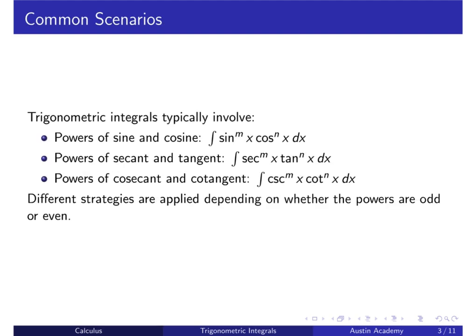We typically see three main types: powers of sine and cosine. For example, the integral of sine to the power m times cosine to the power n, with respect to x. Powers of secant and tangent. The integral of secant to the m times tangent to the n. Powers of cosecant and cotangent. The integral of cosecant to the m times cotangent to the n. The strategy changes depending on whether the powers are odd or even.